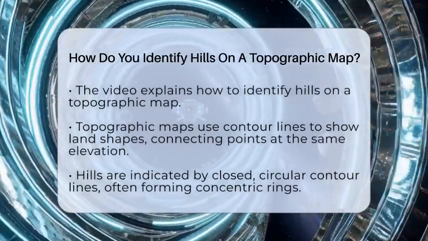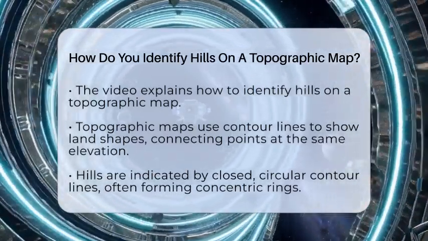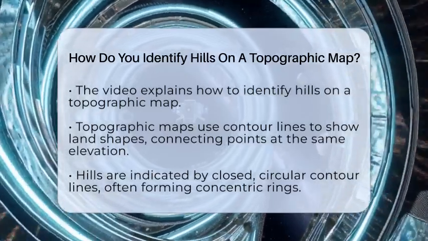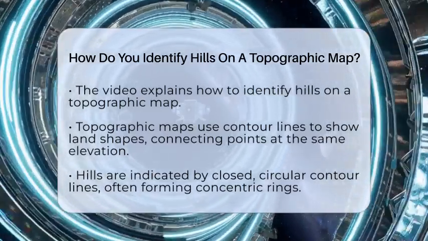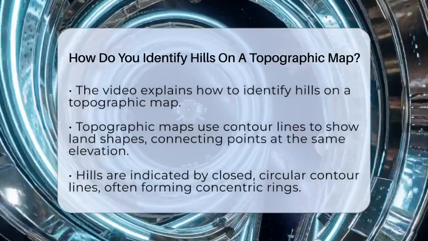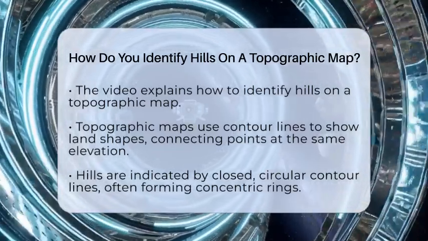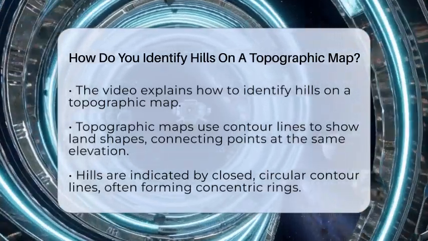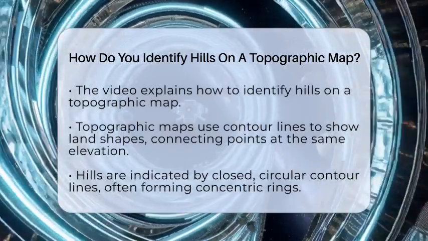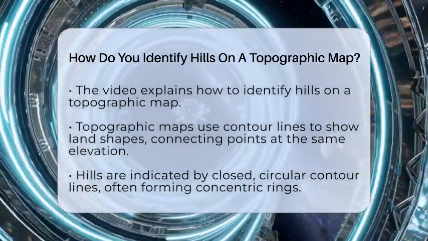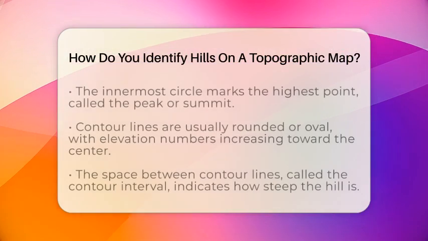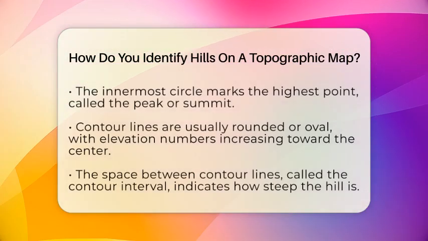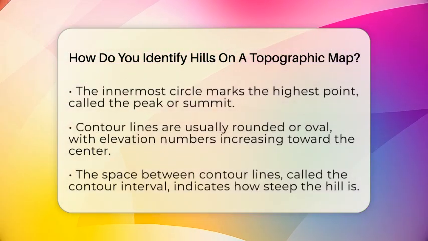On a topographic map, hills are shown with special lines called contour lines. These lines connect points that are at the same height above sea level. When you see a group of these lines forming a closed shape or a circle, that's a sign of a hill. Think of it like drawing around a bump on the land. The smallest, innermost circle marks the highest point on the hill, which is called the peak or summit.